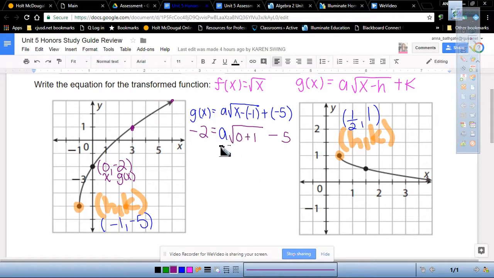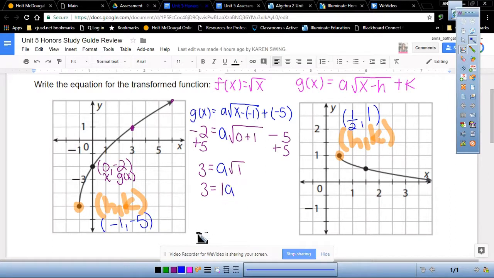The first thing I'm going to do is get rid of this subtraction here, so I'm going to add 5 to both sides. -2 plus 5 is 3. And under the square root, 0 plus 1 is 1. Well, what is the square root of 1? It's 1. So I get 3 equals 1a. But 1a is the same as just a. So in this situation, a equals 3.